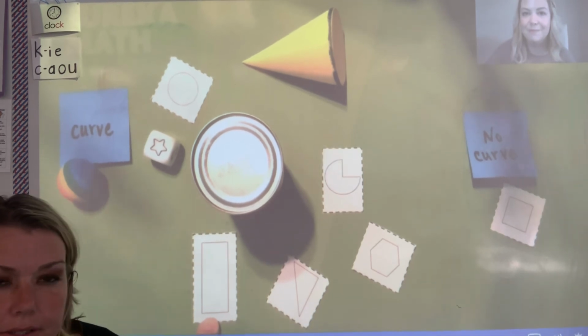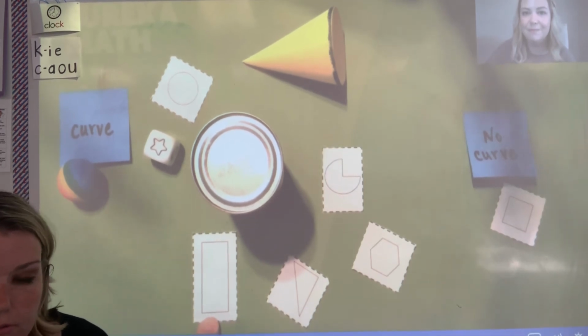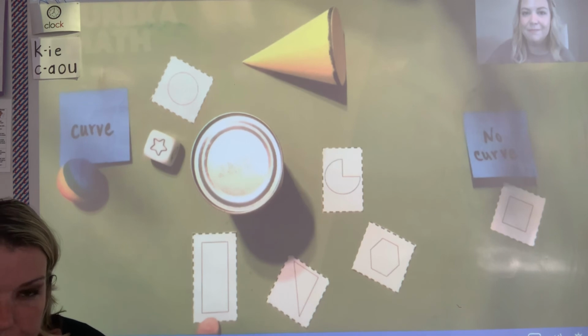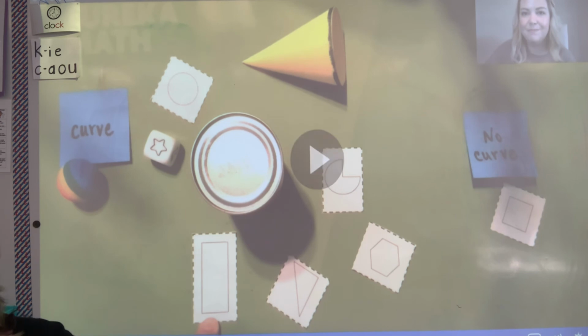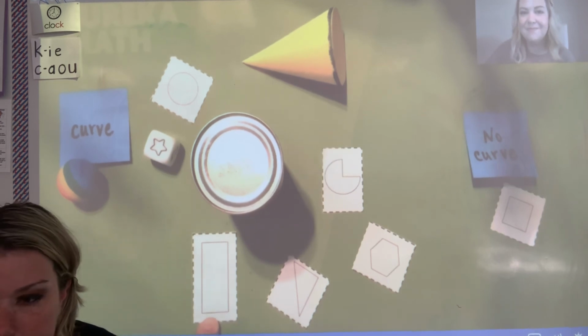A rectangle. How many corners does this rectangle have? Okay. How many corners does the rectangle have? Nicole? 4. All right, let's listen. 4 corners. Does it have any curves? Does it have curves? No curves. We'll put it over here.